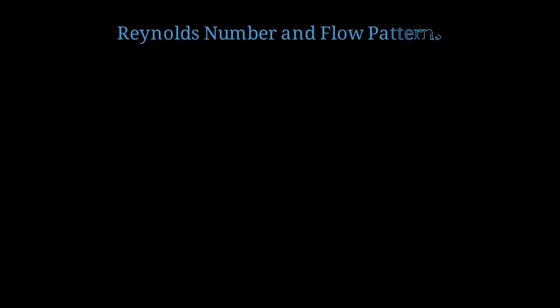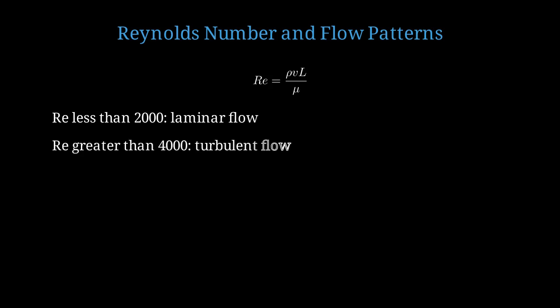Let's briefly discuss fluid mechanics. When soup boils, what kind of flow do we have? The Reynolds number characterizes flow. Rho is density, v is velocity, L is length scale, mu is dynamic viscosity. When Reynolds number is less than 2000, flow is laminar and smooth. When Reynolds number exceeds 4000, flow becomes turbulent and chaotic.